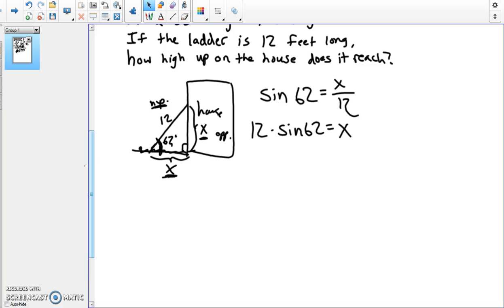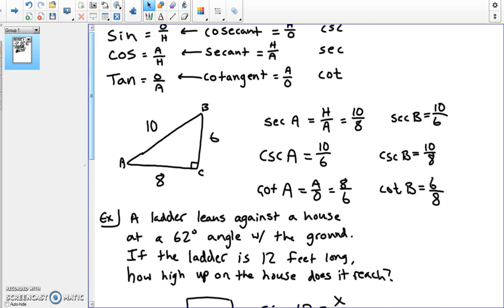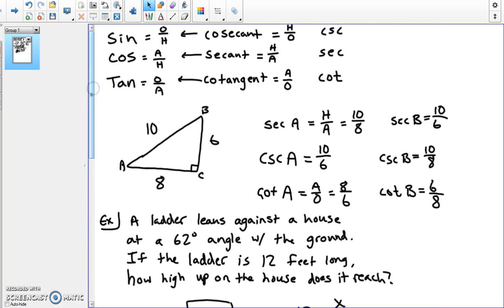So there's that word problem. Hopefully that helps get you started. We'll continue talking about some of this stuff in class, but go ahead and use this stuff, especially the secant, cosecant, and cotangent, to help you with some of those worksheets, okay?